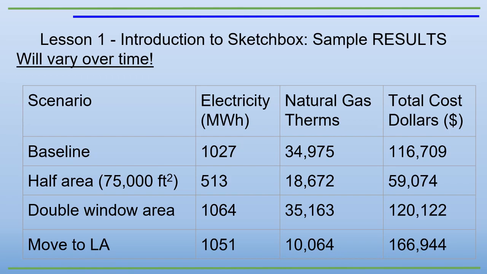So here is a summary table of what we find for Lesson 1. If students were to go through all of the exercises that are described in the student handouts, these are typical values for what they might come up with.